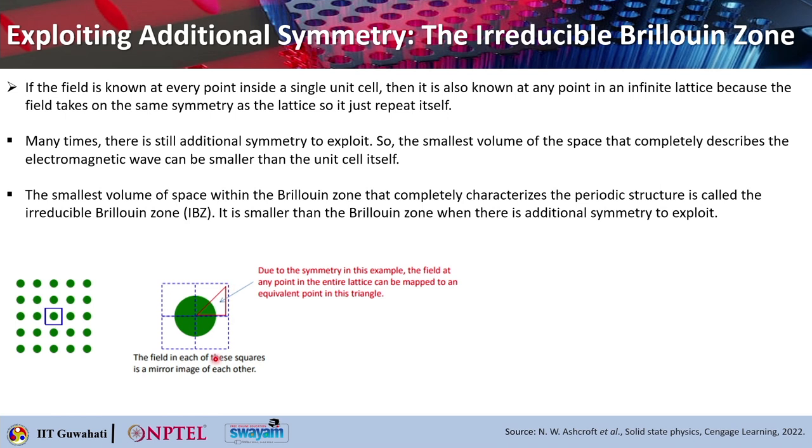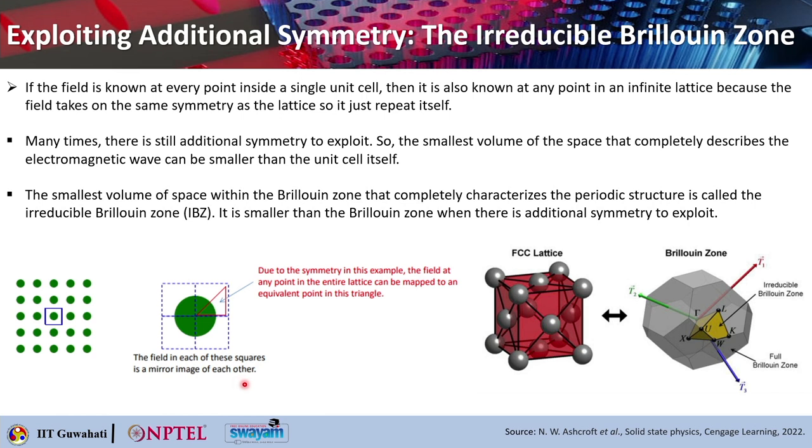Now, within this unit cell, you can mark a small triangular region. If you know the property of this triangular region, you can take a rotational symmetry and get this particular quarter. You can have mirror symmetry, you can form this upper half, you can take another mirror symmetry and you can form the complete square, because the field in each of the squares is a mirror image of the others. Using this concept, you can reduce the amount of computation and only calculate the modes inside this irreducible Brillouin zone.